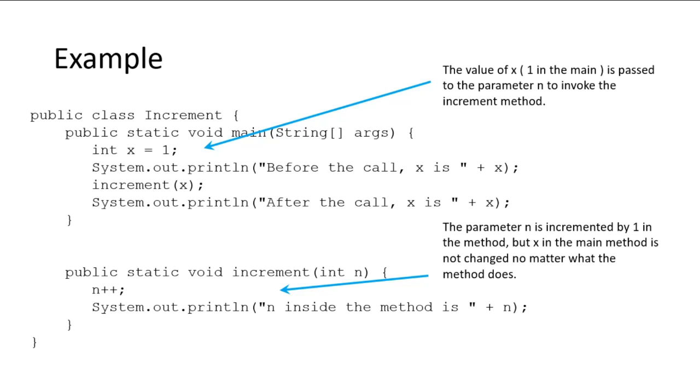Here's an example. This is a very short program where we have a main function and an increment function. Inside the main function, we define an integer and initialize it with a value of 1. Now we print the value of x, and after that we call a function called increment. We pass the value of x as an argument. After the call, we will print x again.